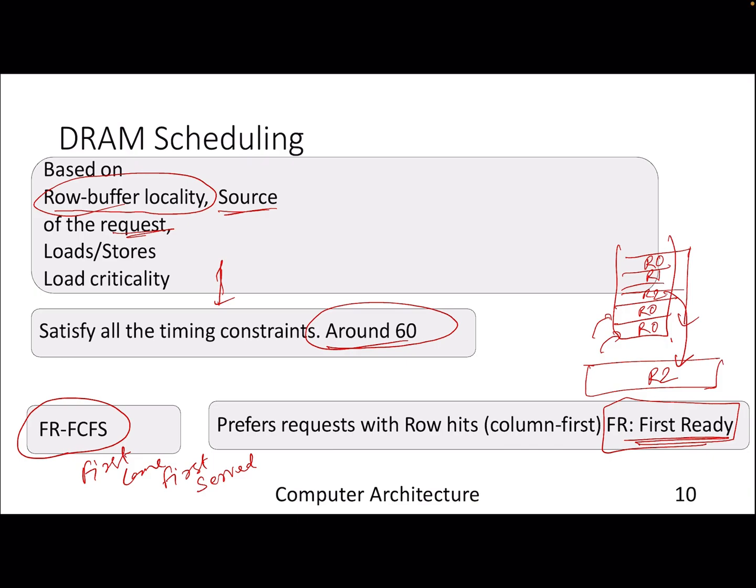And once you service them, after that, if you don't get any request which is mapping to the content of the row buffer, then you can go for first come first serve. Okay.